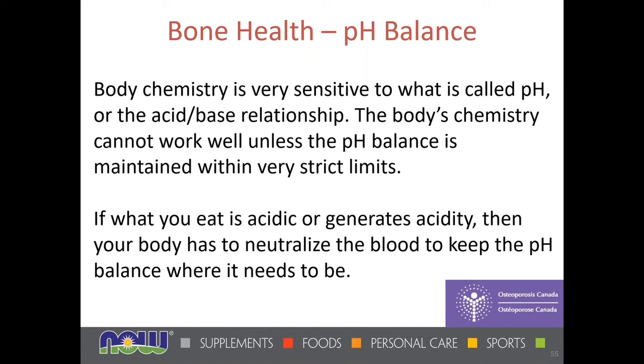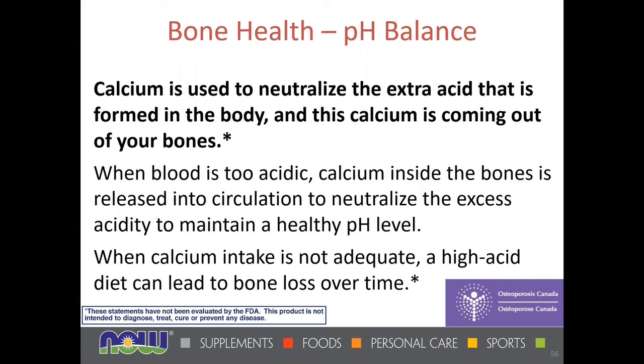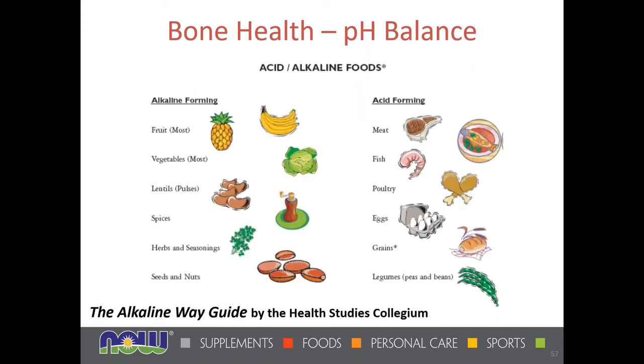And it's not going to show very well in a calcium blood test because you're going to be pulling calcium out of other areas. It's not going to show how those are becoming deficient. So when the blood is too acidic, the calcium in the bones is pulled out. You can get bone loss over time.